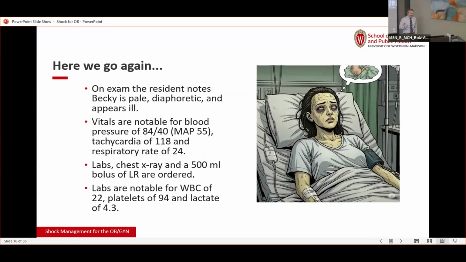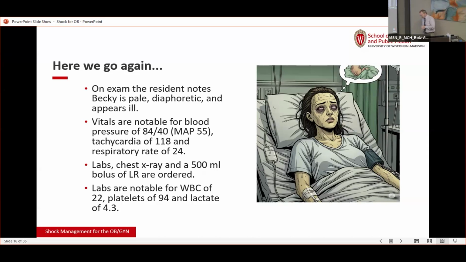On exam, Becky's pale. She's diaphoretic. She just appears ill. You can see she does not look good, but she's thinking about a baby. All right. Vitals are not great. Her blood pressure is 84/40, which is a MAP of 55. She's tachycardic. Her respiratory rate's up.